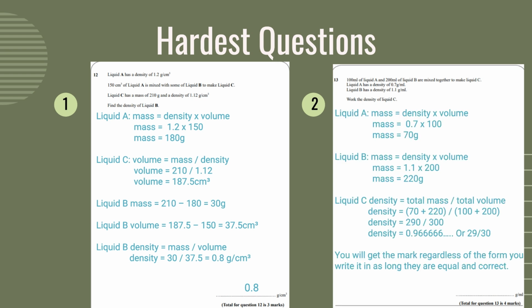For the mass of liquid A, we do 0.7 times 100 to get 70, and for the mass of liquid B, we do 1.1 times 200 to get 220. Now, we add 70 and 220, and then divide that by 100 plus 200. So our density for liquid C is 290 divided by 300. That is 0.96 carrying on, or 29 divided by 30. You'll get the mark regardless of the form you write it, as long as they're equal to each other and correct. So the final answer is 29 divided by 30 grams per millilitre, or 0.96 recurring.